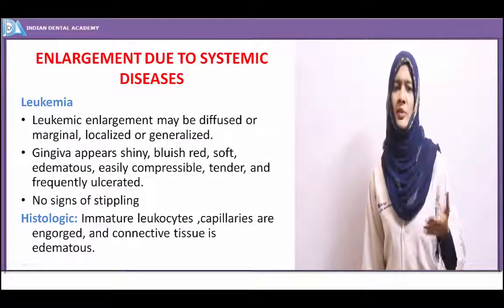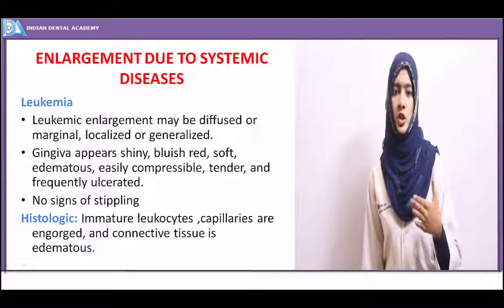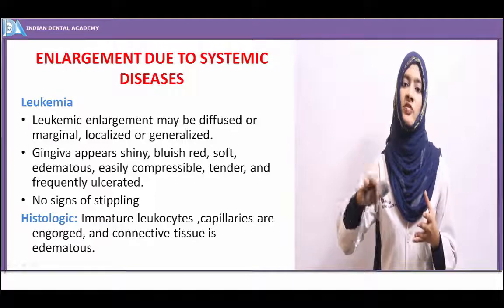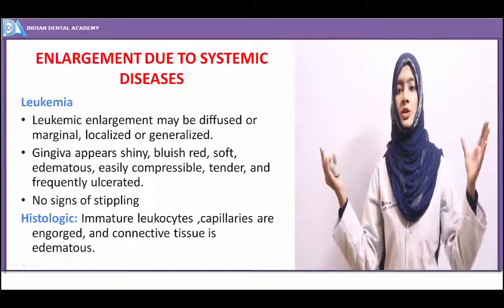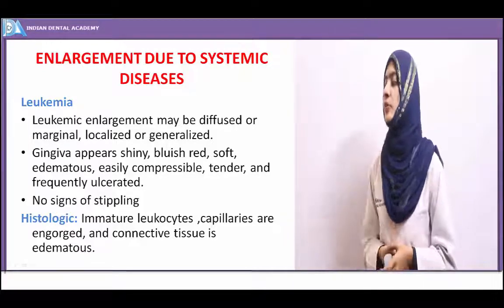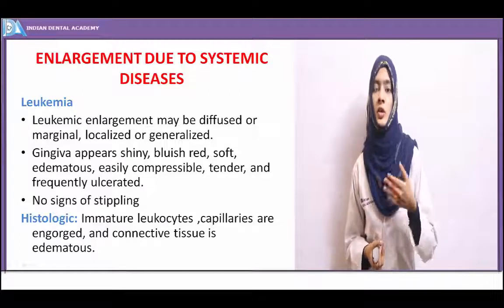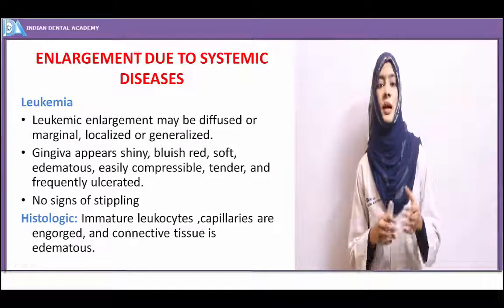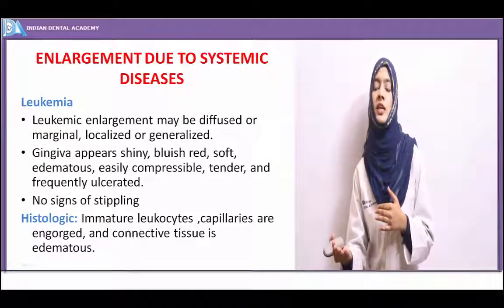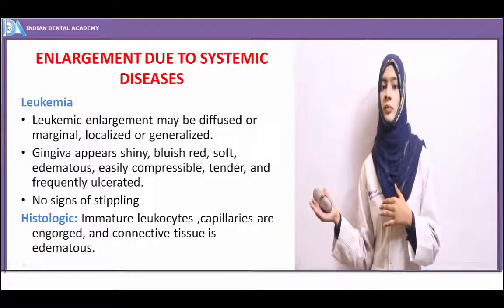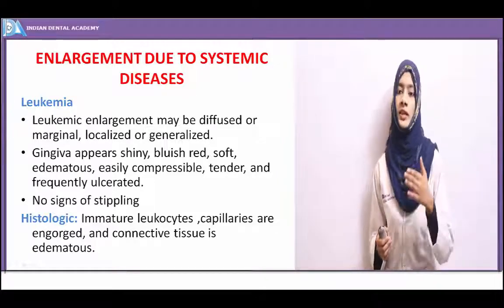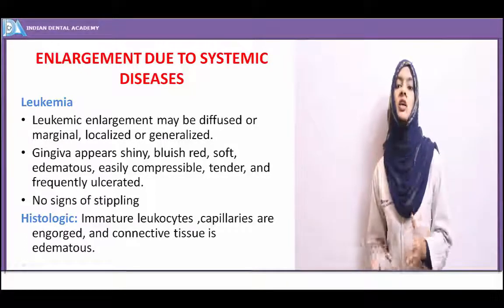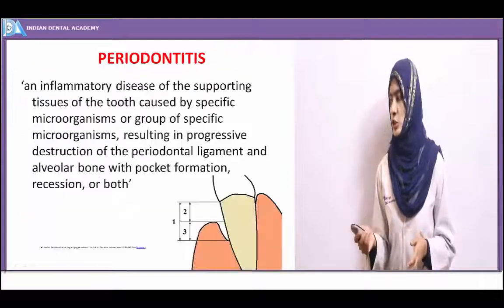Okay. In leukemia, we know there is an increase in the number of lymphocytes or leukocytes. Along with that, there is increased infiltration of lymphocytes into the gingiva, leading to this conditioned gingival enlargement. When you see the microscopic picture of leukemic gingival enlargement, you see the presence of immature leukocytes based on the type. In the acute myelomonocytic type, myelomonocytes will be seen. The capillaries are enlarged and engorged, and the connective tissue appears edematous in nature.